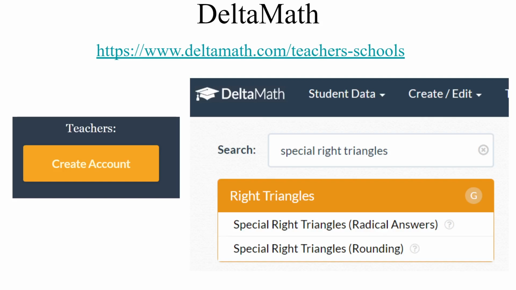There's also a great website called Delta Math. Make sure you go to the link that I have and create an account as a teacher. It doesn't matter. You don't actually have to be a teacher. You could just use your Gmail account as a teacher. And then you pretty much have unlimited access to all of their free content. So if you type special right triangles into the search bar, there is a list of procedurally generated questions that you could just do over and over again until it starts to make sense. You probably want to do the one that says radical answers because that's often how the SAT will treat it.